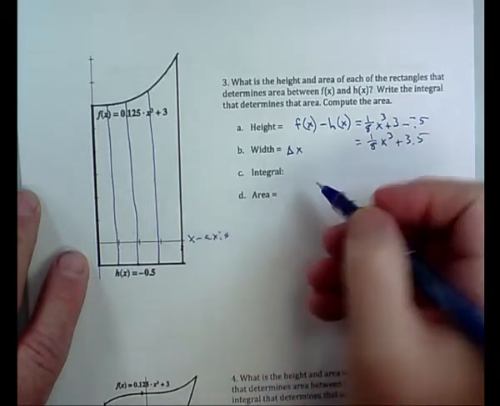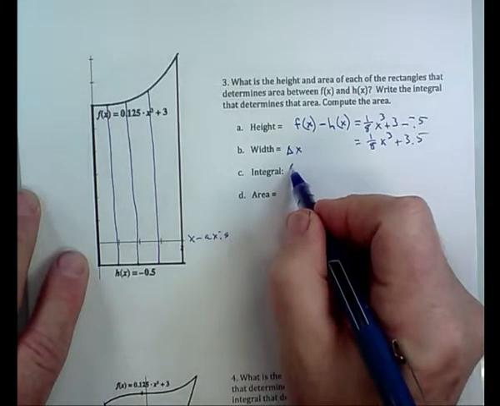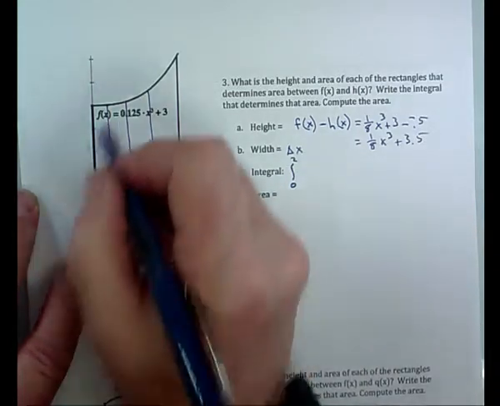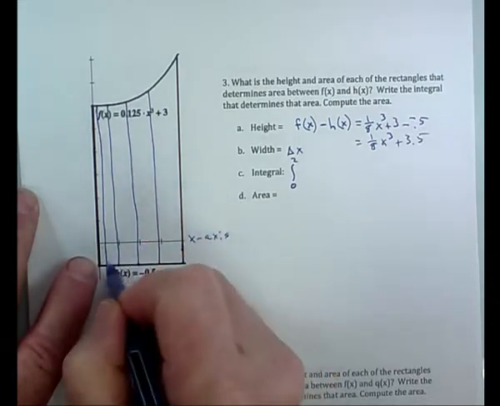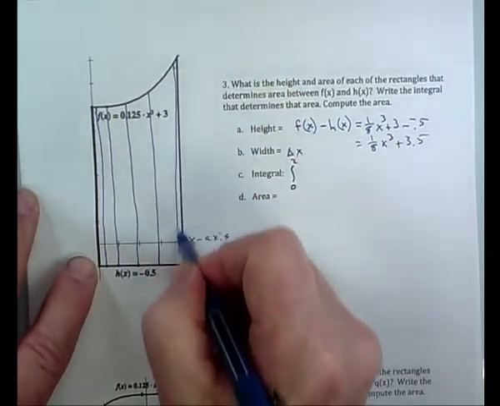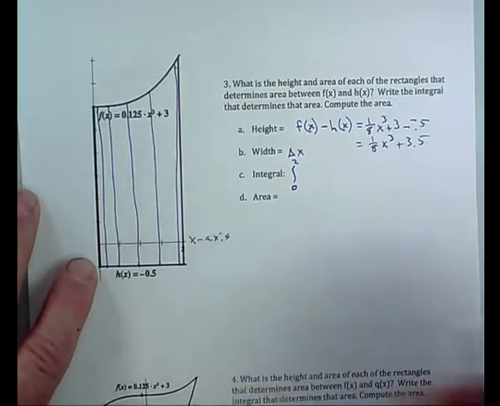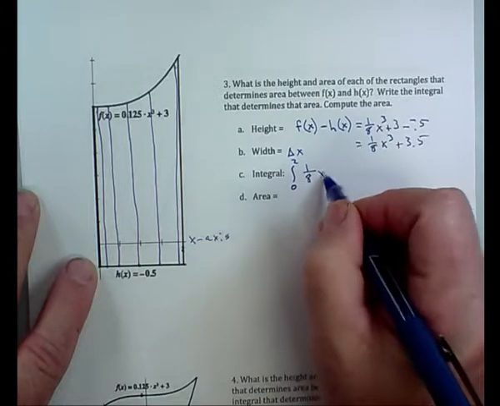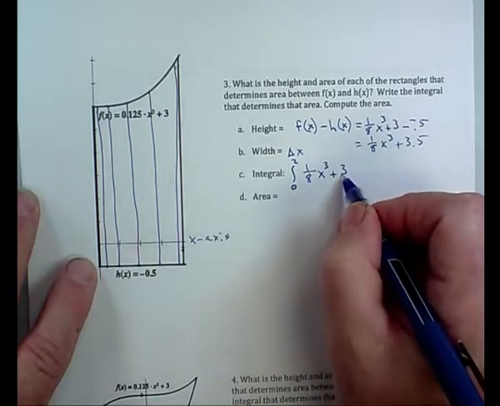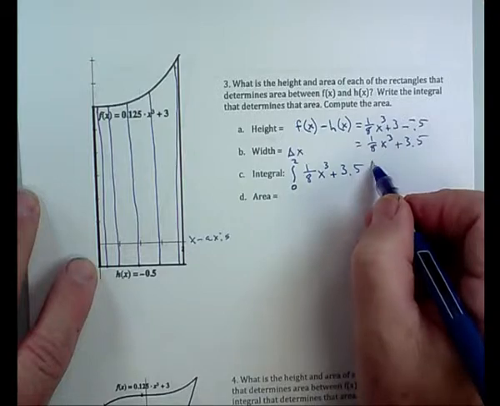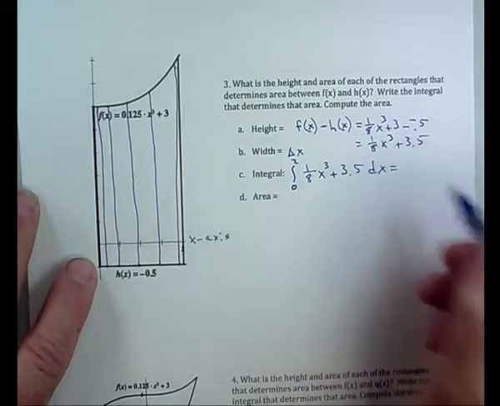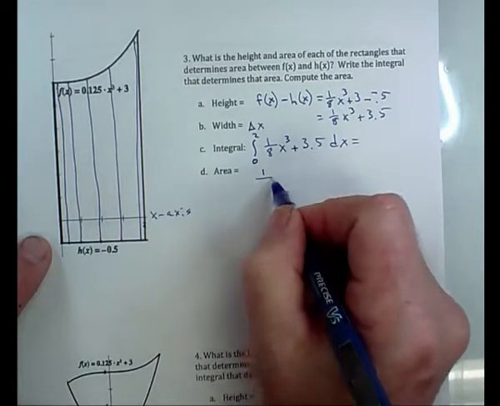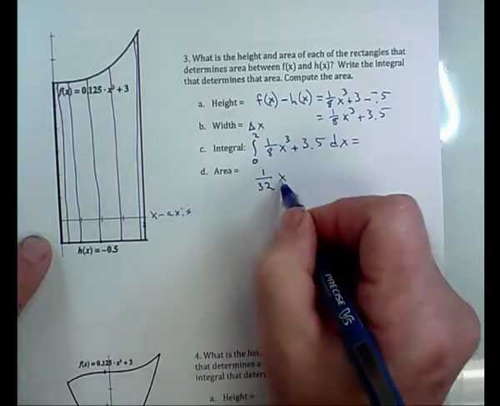The definite integral from, would it be negative 1? Oh, 0 to 2, because my rectangles start here at 0 and march all the way over here to 2. They're still going from left to right. 1/8 x to the third plus 3.5 dx, because I already added the 0.5, correct? Yep.